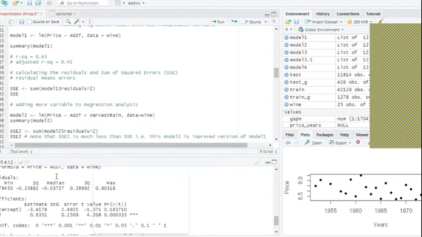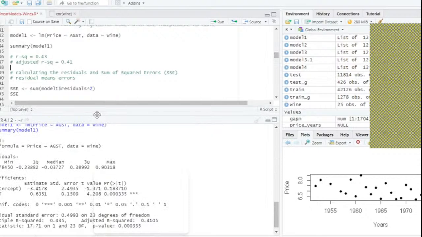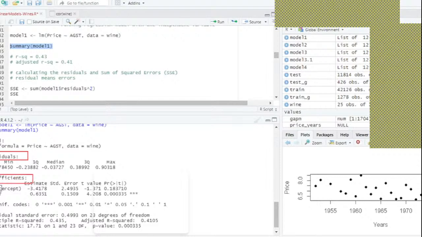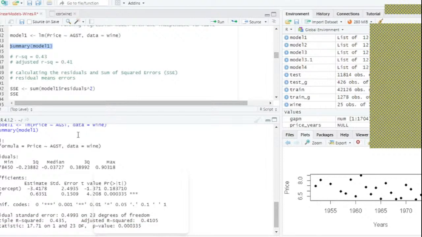Notice that when you do a summary of the model, you have the components: residuals, coefficients, residual standard error, multiple R square, adjusted R square, p value, and F statistic. So these are the variables that my output has produced.